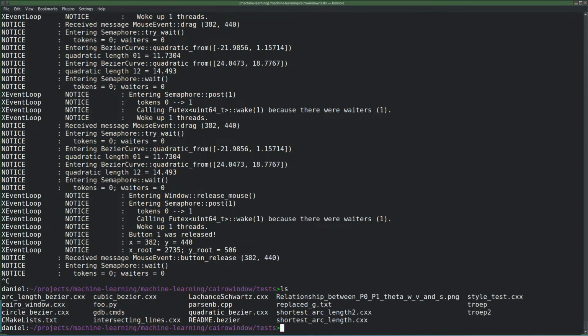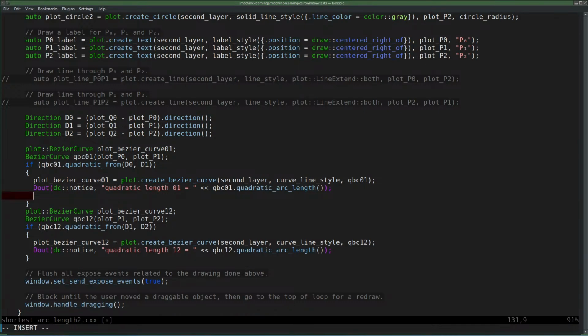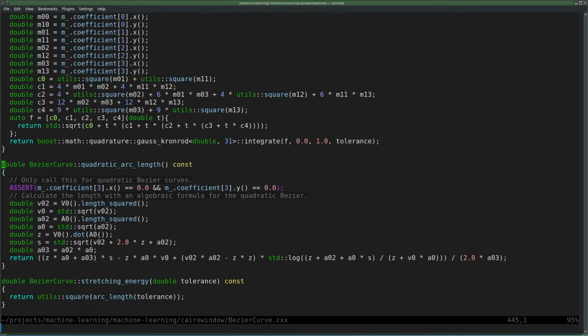No, let's quickly add the energies here in the output. Already have the length. So the square of the arc length is the energy, but I'm calling quadratic arc length, which is faster. So maybe you should just print the square of that.